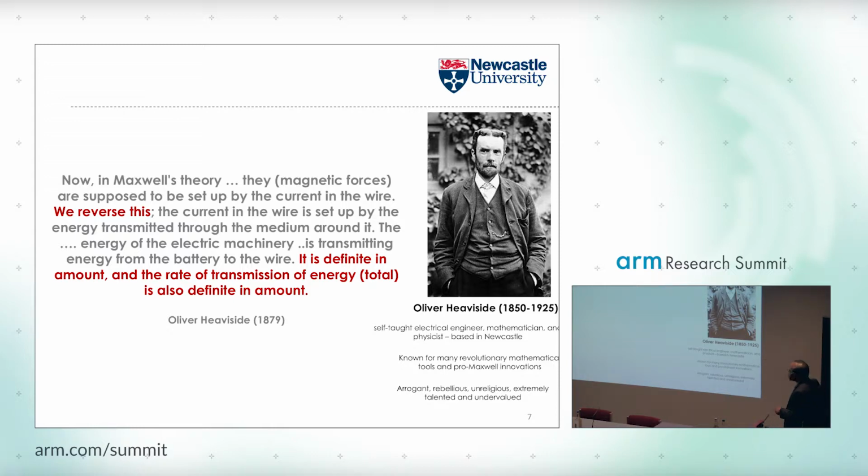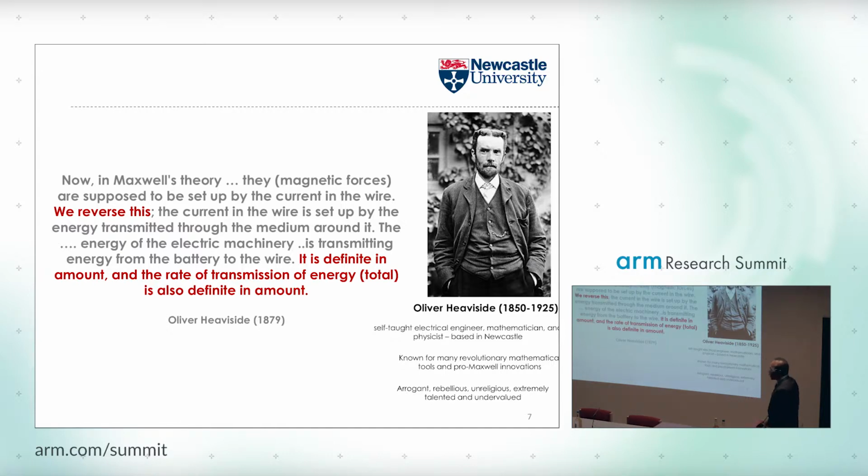During his time, he was not really known for being an extraordinary scientist. He was really known for this: arrogant, rebellious, unreligious, and extremely talented. At one point of time, he actually refused to take the Royal Society recognition. There was a postal request for him to come and receive the Royal Society award, but he said, no, I don't want the award, take it back. So he was really that arrogant. But he said something extraordinary, which is this.